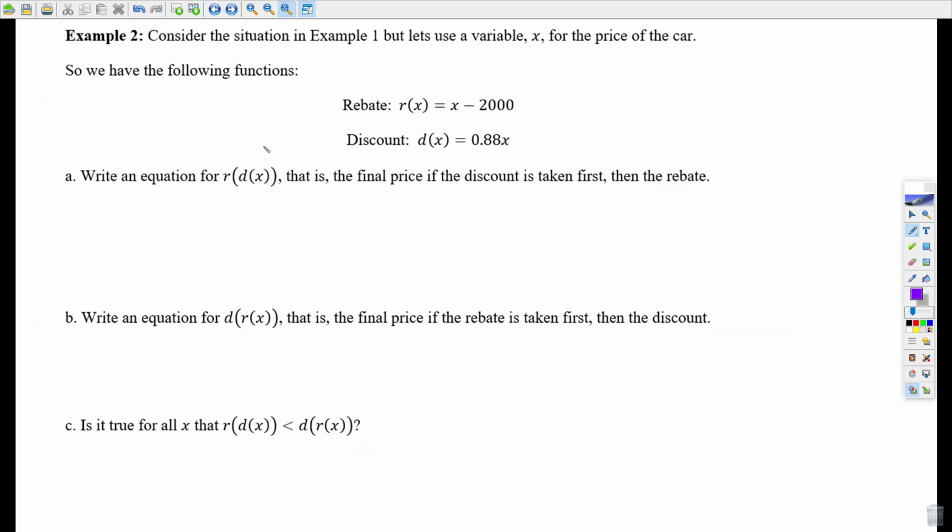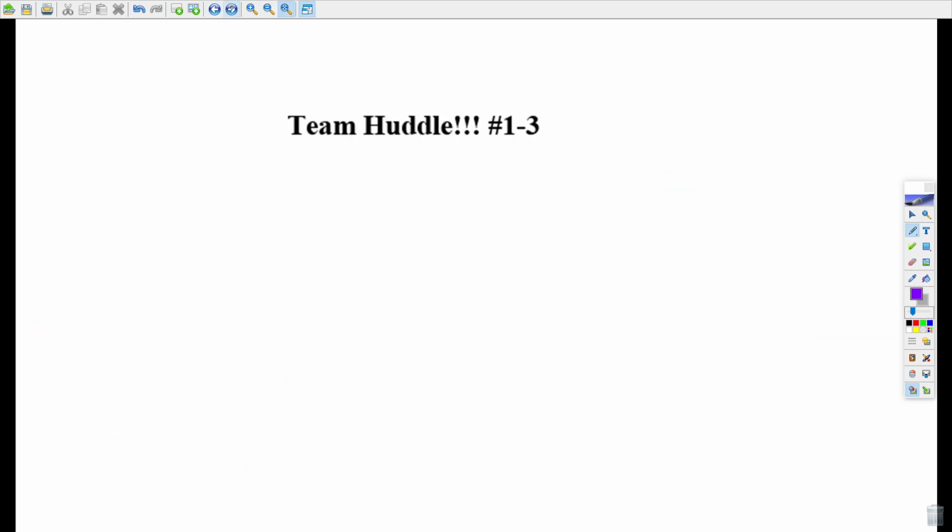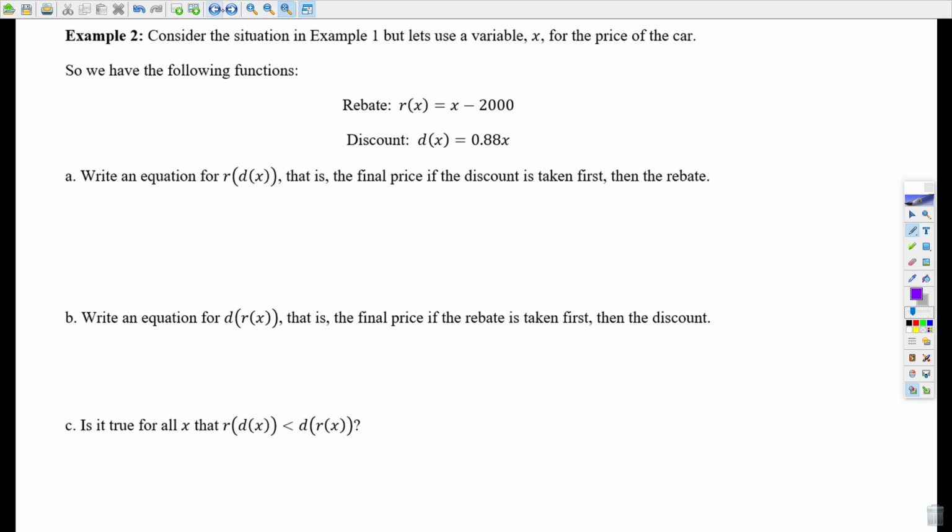Now we can go back and try it with our word problem. So, back to example 2, and then I'll maybe do 3 and be done. Already going kind of long.